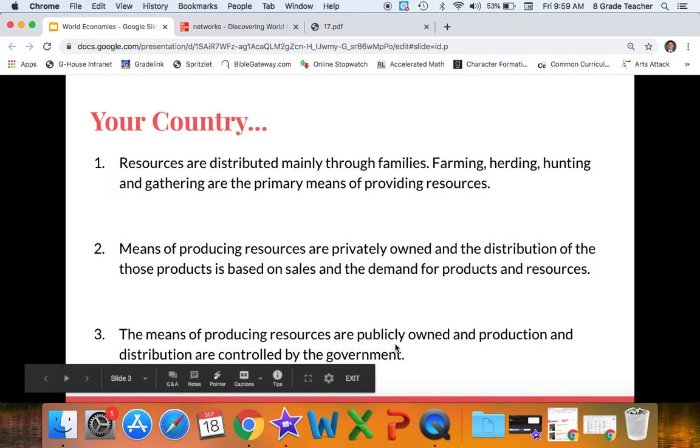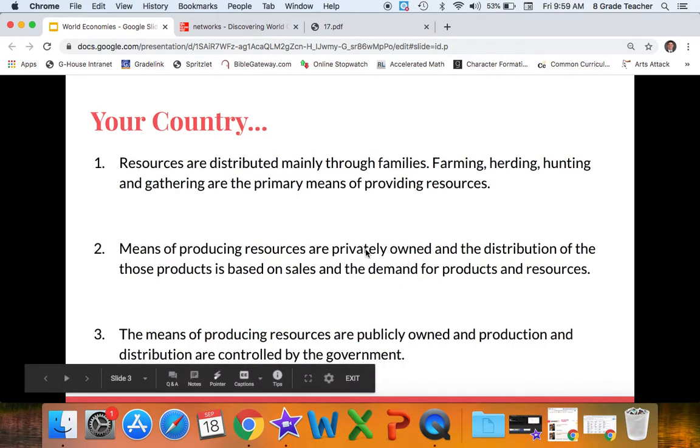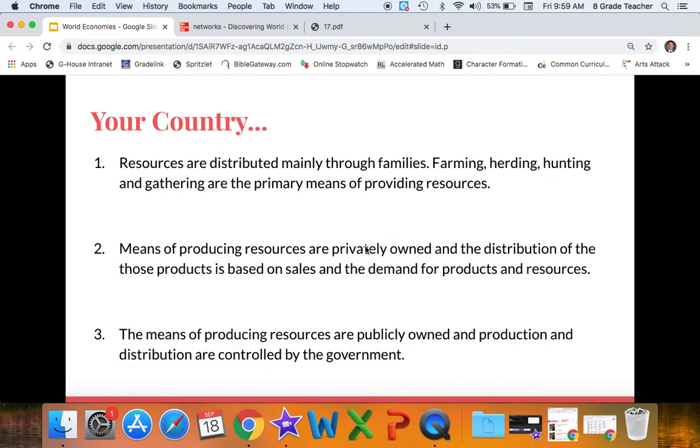The idea of it being publicly owned means that the government owns it, and the government controls it. Here's an example. A privately owned company would be Amazon. Amazon does a lot of their distribution. You might see Amazon trucks driving around delivering products to people all over the world.